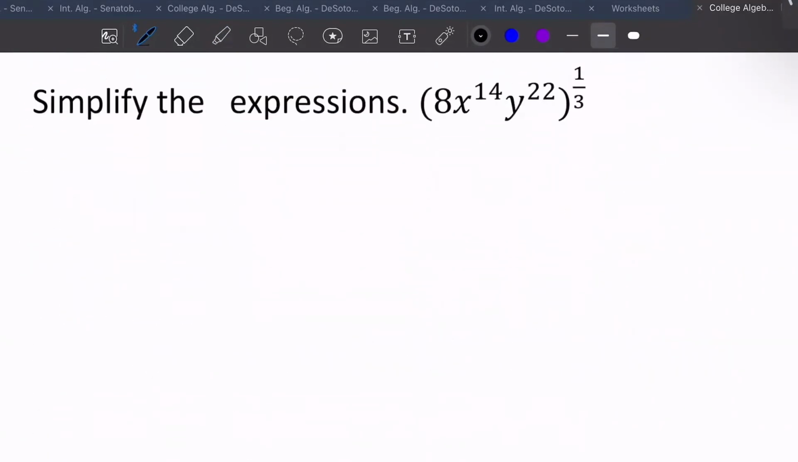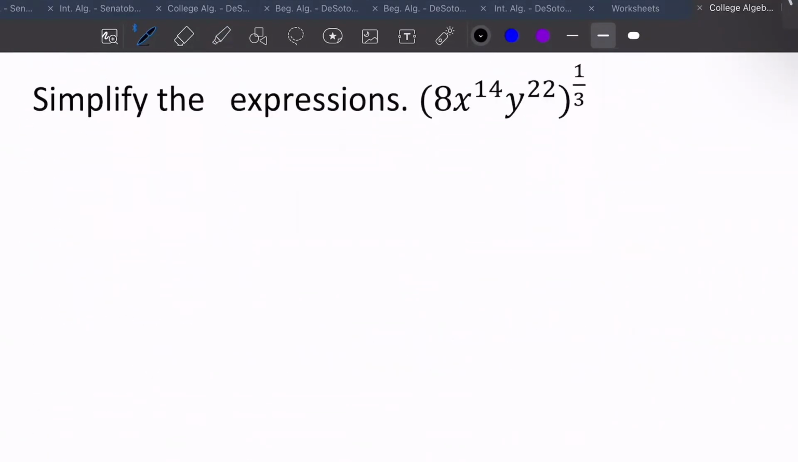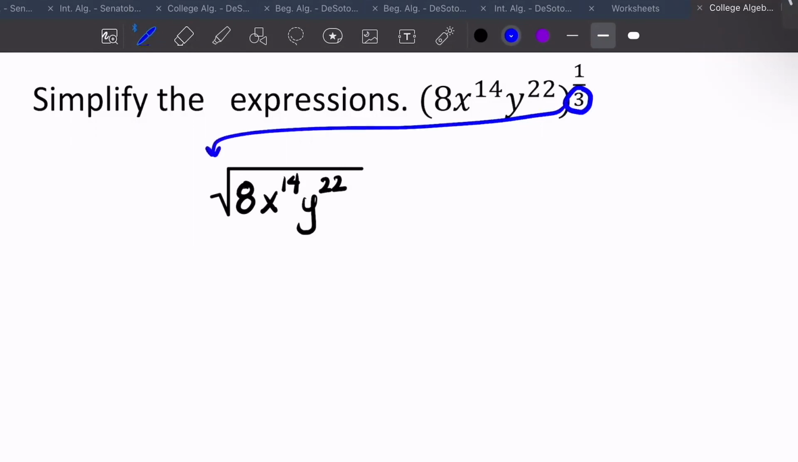Now let's finish up with this one. This time we again look at it and say, all right, I know something about fractional exponents, that I can put it into a root. So I know I'm taking some root of 8x to the 14th power, y to the 22nd power. Because the denominator of my exponent is 3, I know that I'm going to have a 3 right here. So this time I'm taking the cubed root. I'm taking the cubed root of 8, and that's 2.